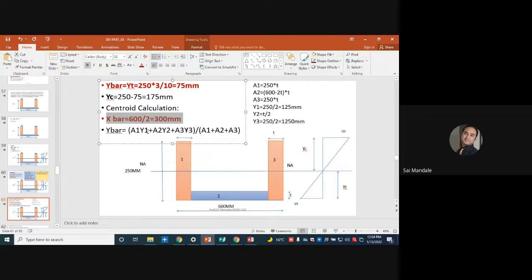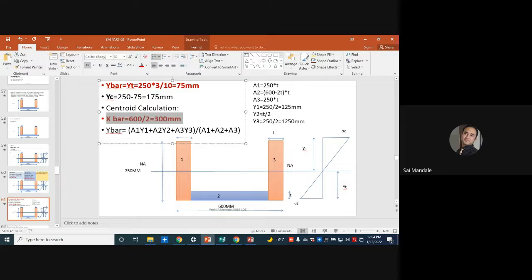Let us find out. A1 is 250 into t. A2 is 600 into t. A3 is equal to 250 into t. What about y1, y2, y3? Y1 is 250 by 2. Y2 is t by 2. Y3 is 250 by 2.